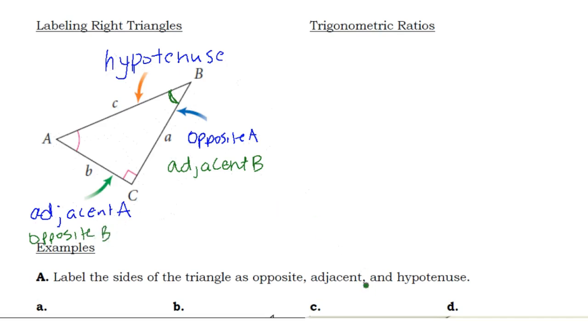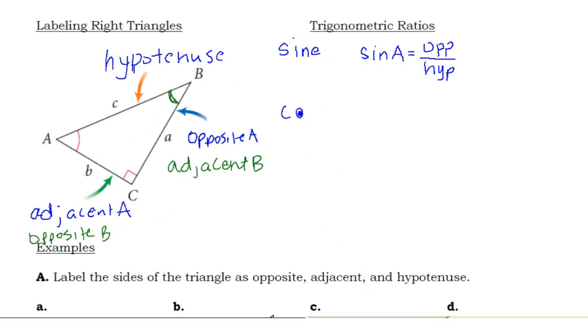We have three trigonometric ratios that we are going to define. The first is sine. That's S-I-N-E, sine. Now on the calculator we always just see S-I-N. It's not sin, it's sine. But the sine of an angle is defined as the length of the opposite side divided by the length of the hypotenuse.